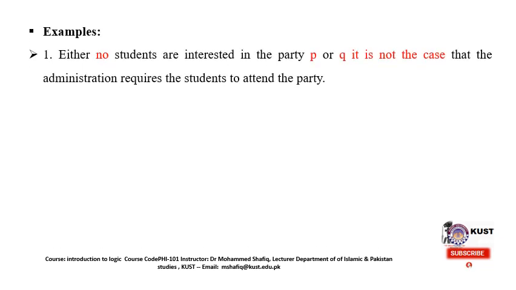For example, if we say either no students are interested in the party, P, or, Q, it is not the case that the administration requires the students to attend the party. So we can express it symbolically as not P, wedge not Q.